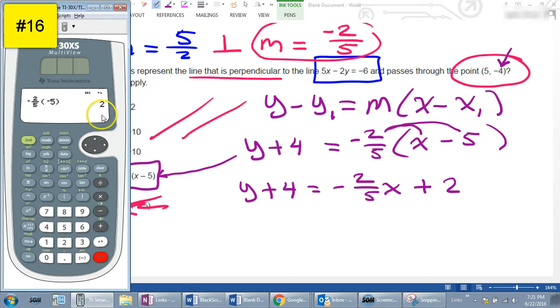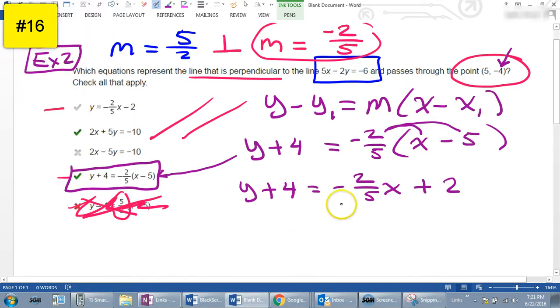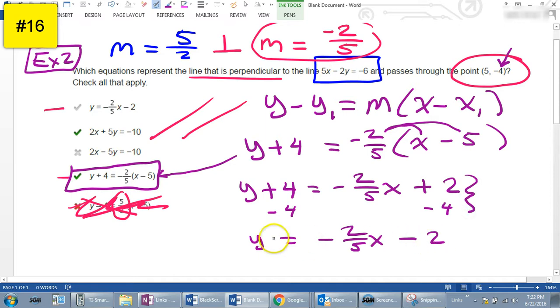And that's going to give me positive 2. Are you with me so far? Yep. So I just did the distributive property, and now I'm going to subtract 4 from both sides. Okay, so that's going to give me y equals negative 2/5 x minus 2. Once I put these together, it makes minus 2. Let's see, is that one of them? Okay, that matches this one. So that's an answer. Okay, what about these last two?